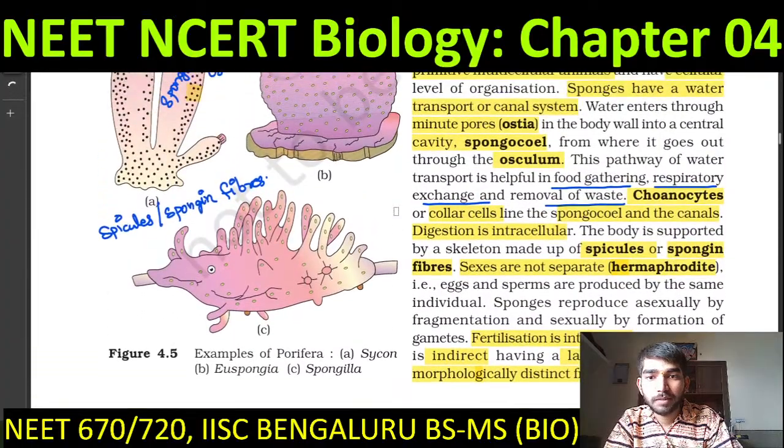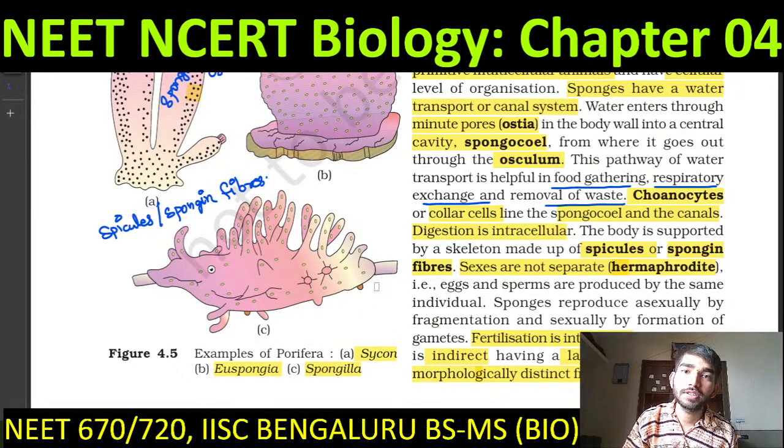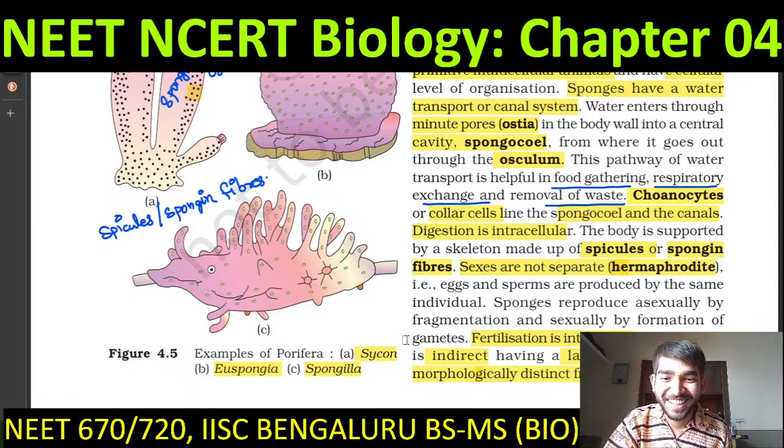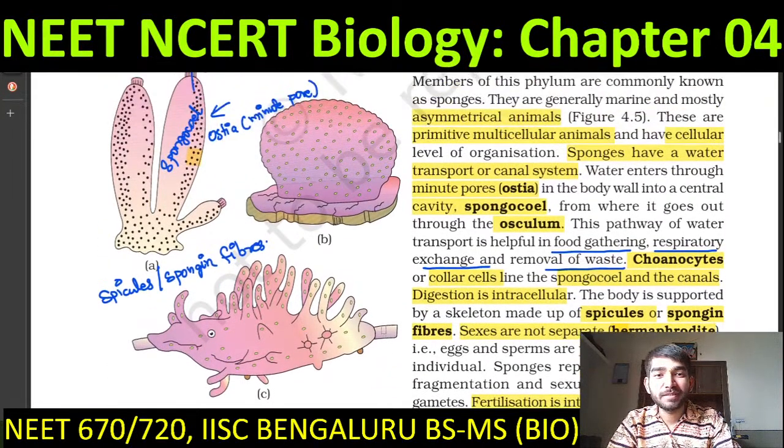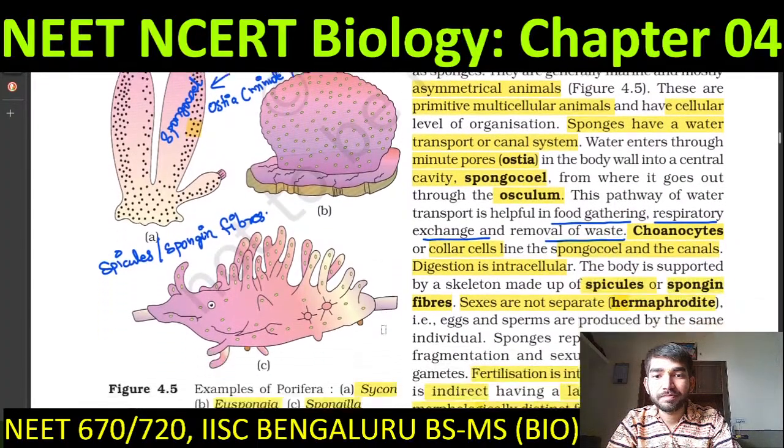Here are some of the examples that you should remember. First is Sycon, Spongilla, and Euspongia. It's very easy to remember because they belong to sponges; their names have this sponge thing. Euspongia, like true sponge. Spongilla, very easy to remember, like Godzilla. And Sycon is again a sponge. So you can remember these examples very easily.